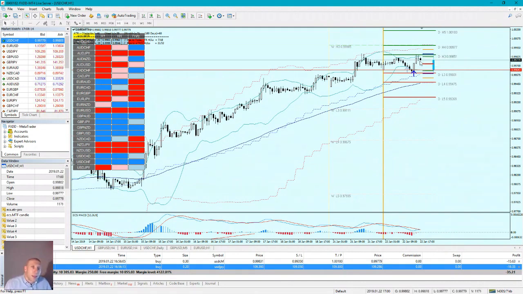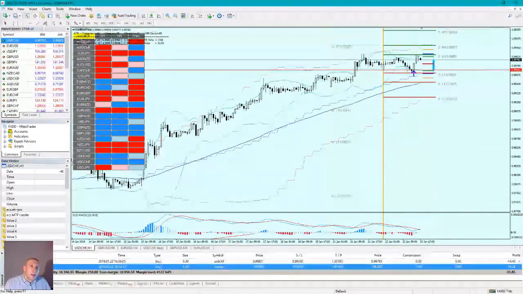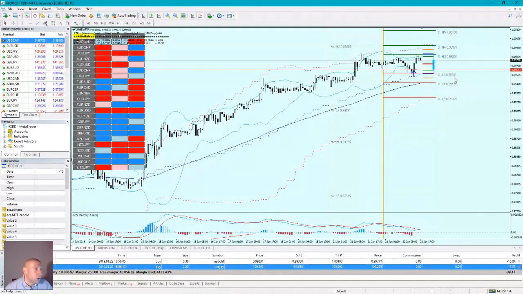If not, it might make inverted head and shoulders. But as you can see, as long as the price is kept above this level, it is still bullish, okay? But anyway, with trading, nothing is 100%, so you need always to be ready for some movement, surprises, and so on.